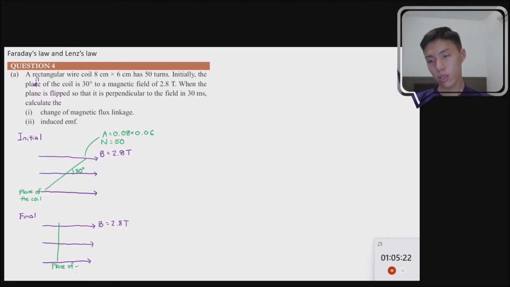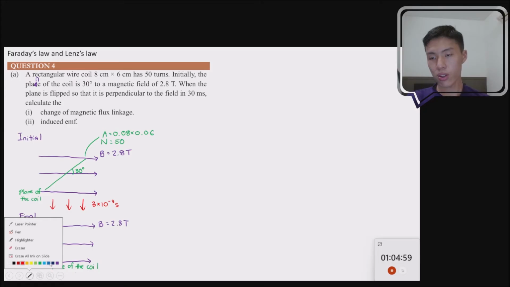So it makes an angle of 90 degrees to the field, and this whole process takes a time of 30 milliseconds. That's the duration for this to occur. There are many ways you can try to determine this, but the question asks for the change in magnetic flux linkage. So let's do the change of magnetic flux linkage.